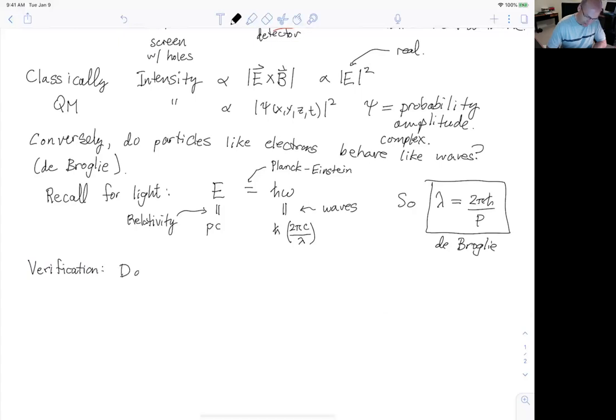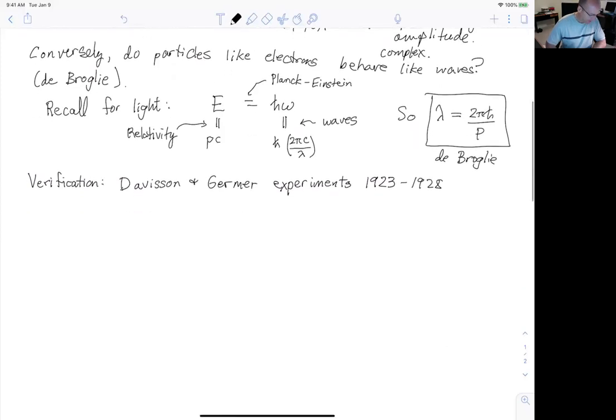was Davisson and Germer. These were experiments with nickel, I believe crystal nickel, from 1923 to 1928. And so here's a simplified cartoon of what their experiment looked like. Instead of having a light source, they have an electron beam.